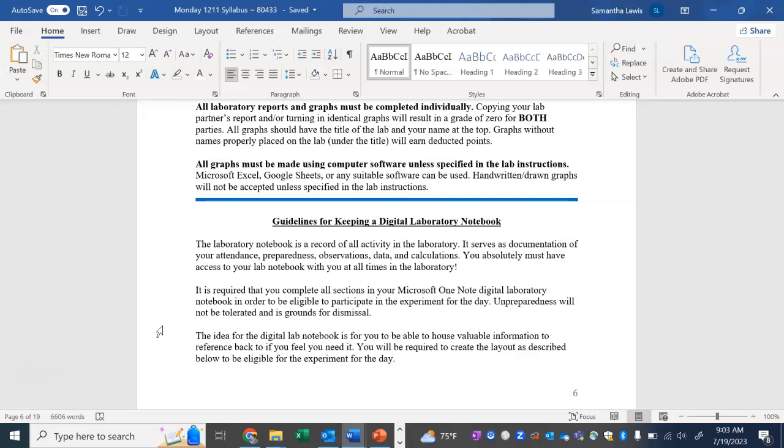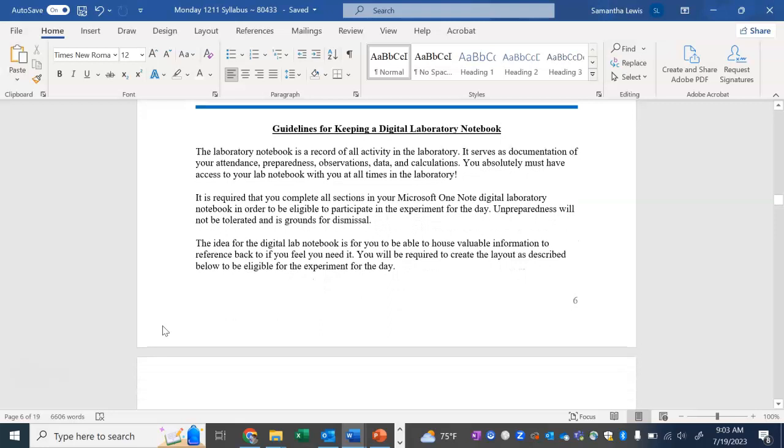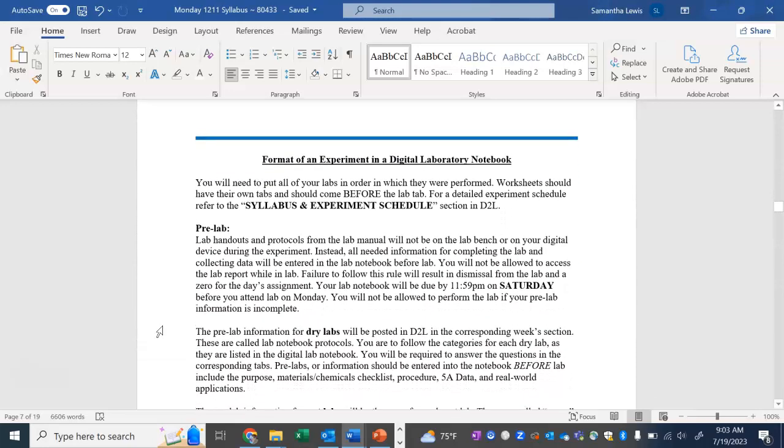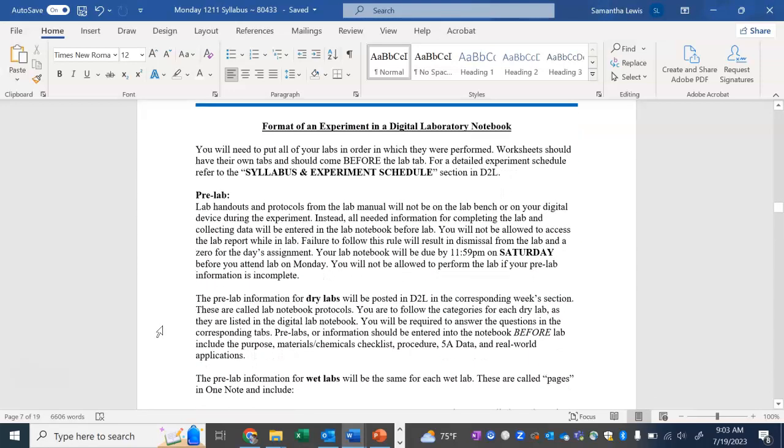So we have guidelines for keeping a digital lab notebook. Now, I will have a video for you that will show you how to get through creating your lab notebook, and that will be in your how-to section in D2L. But I'll give you a quick idea, okay? Your labs need to be in order. The tabs for your labs have to be in order. Worksheets should have their own tabs and come before the tab for the lab.